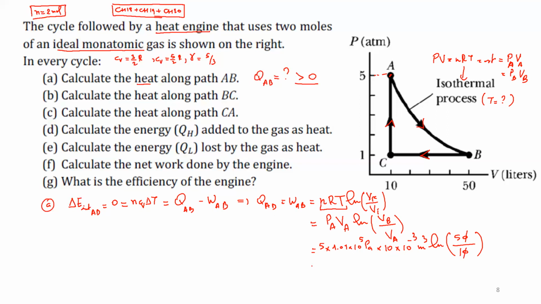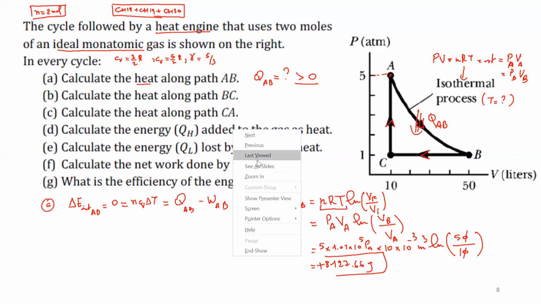If you calculate this, how much do you get? You get 8,127.66 joules. And of course, it's positive. So during this isothermal process, I have heat absorbed. It's going this way. This is QAB. It's absorbed by the gas. Good. Now let's go to the next question.